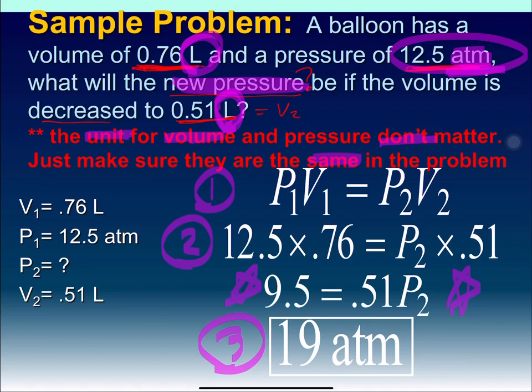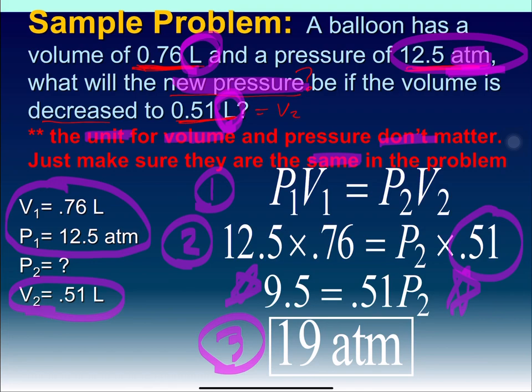Right, so P1 V1 equals P2 V2. We know that these are our P1 and V1, so that's what I plugged in in my step number 2: 12.5 times 0.76. I also have my V2, so I plugged that in, 0.51, and I'm looking for P2. Now it's just algebra. So how are you going to solve that?